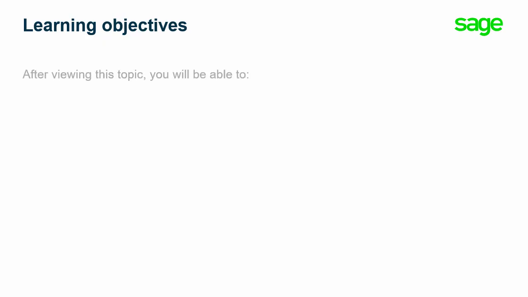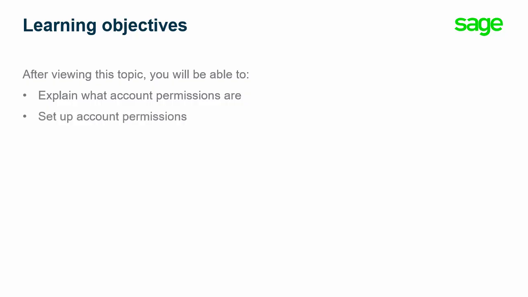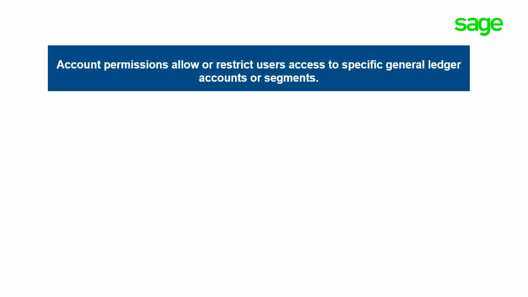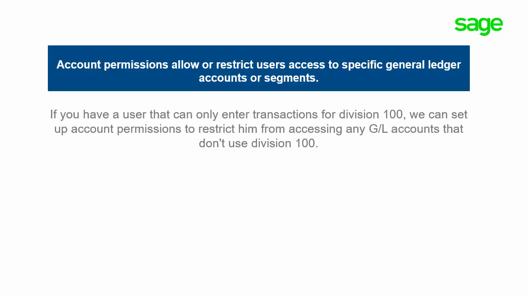Over the next few minutes, we will explain what account permissions are and show you how to set them up. Account permissions allow or restrict user access to specific general ledger accounts or segments. For example, if you have a user that can only enter transactions for Division 100, we can set up account permissions to restrict him from accessing any GL accounts that don't use Division 100.